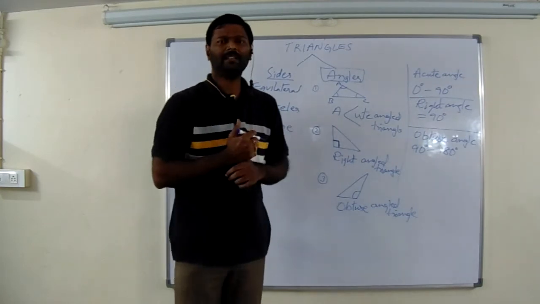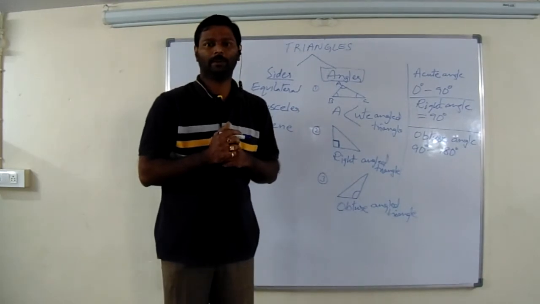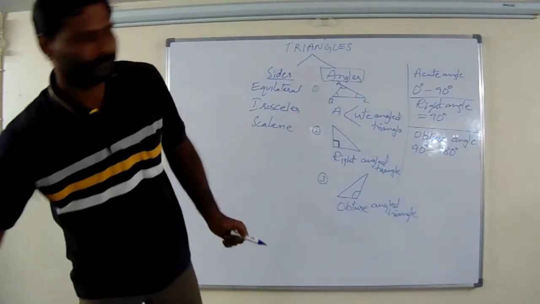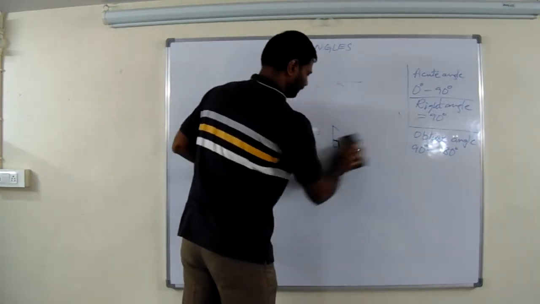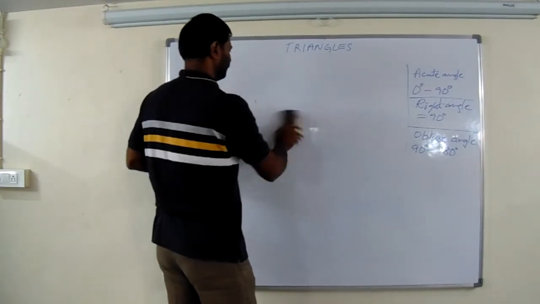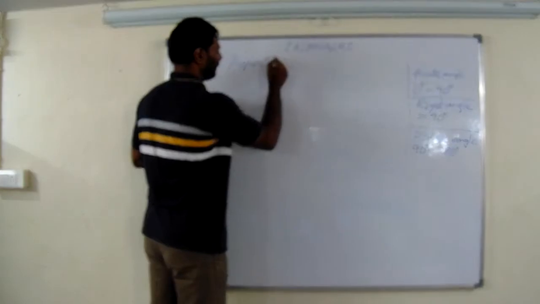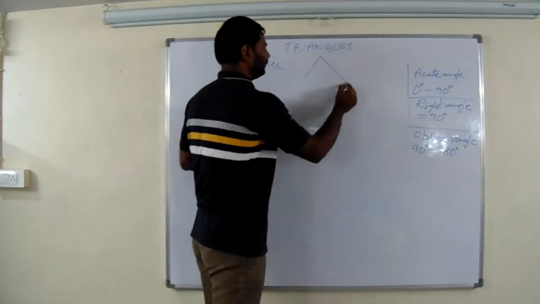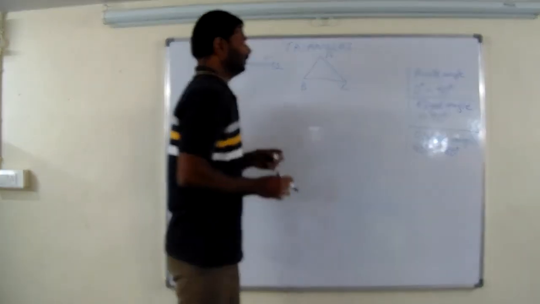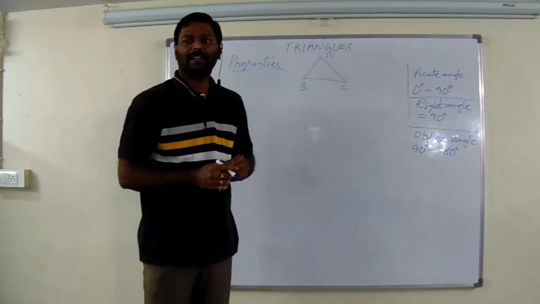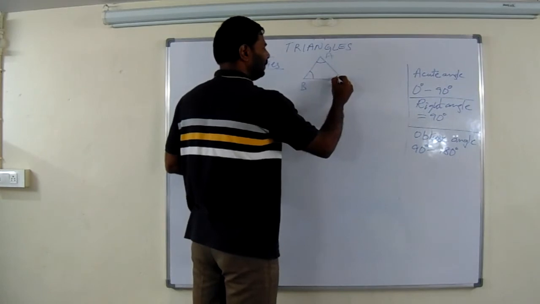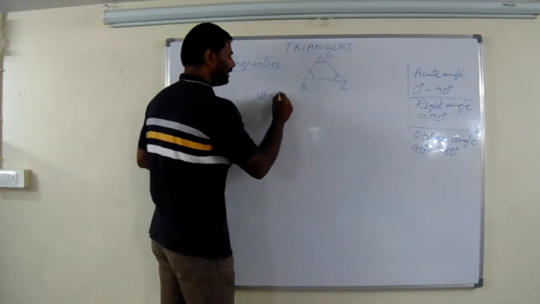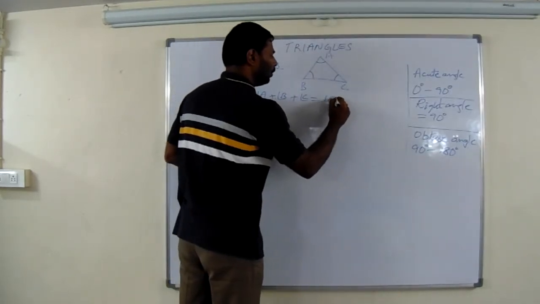Right. Next, let's see some special properties of a triangle. The first one: looking at the triangle ABC, when we measure these three interior angles, angle A, angle B, angle C, angle A plus angle B plus angle C will always be 180 degrees.